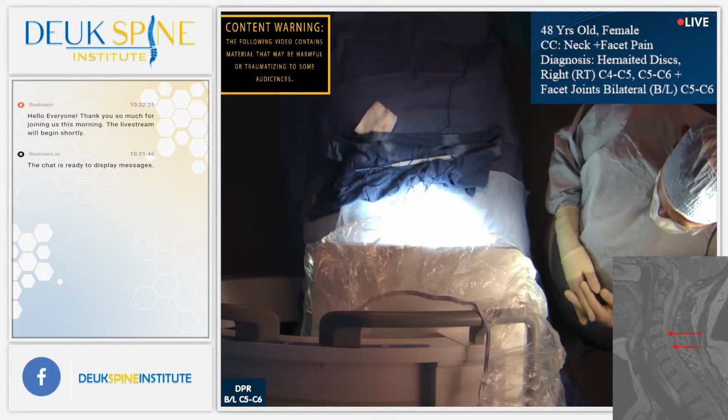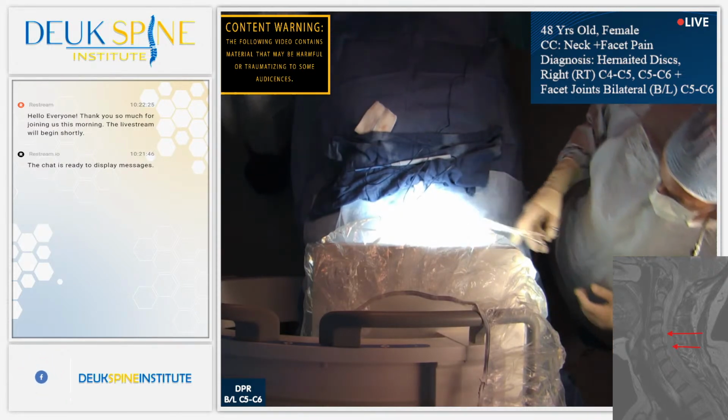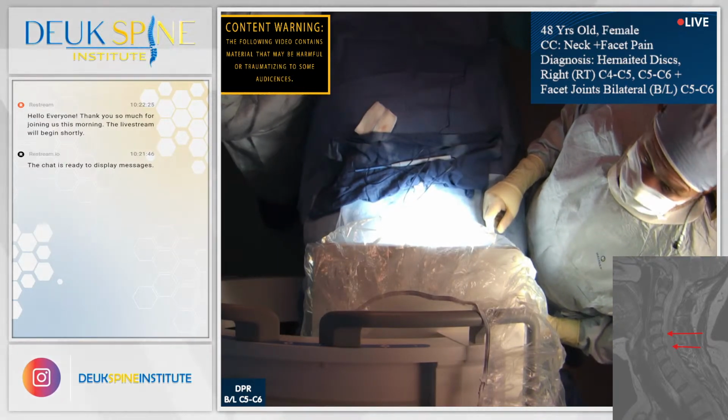But we're going to start by zapping the pain nerves to the facet joints. And Henry, why don't you show the audience why people get facet pain? Shot. Copy that.